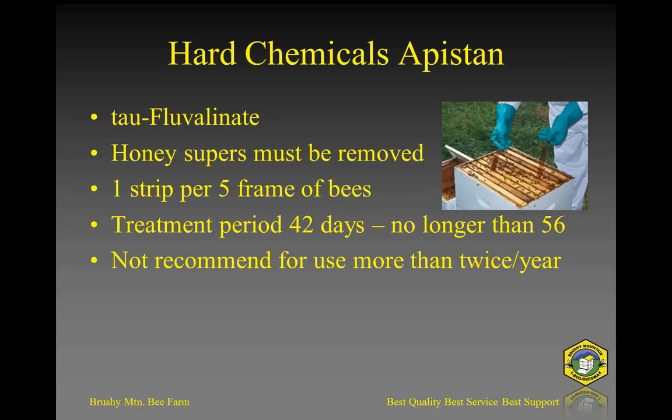And generally it's one strip, and you can see in this picture over here, they're kind of difficult to see. They're these very light brown colored strips. There's one strip per every 5 frames of bees. So this person here is applying 2 because they've got more than 5 frames of bees here. The treatment period is 42 days and should be no longer than 56.